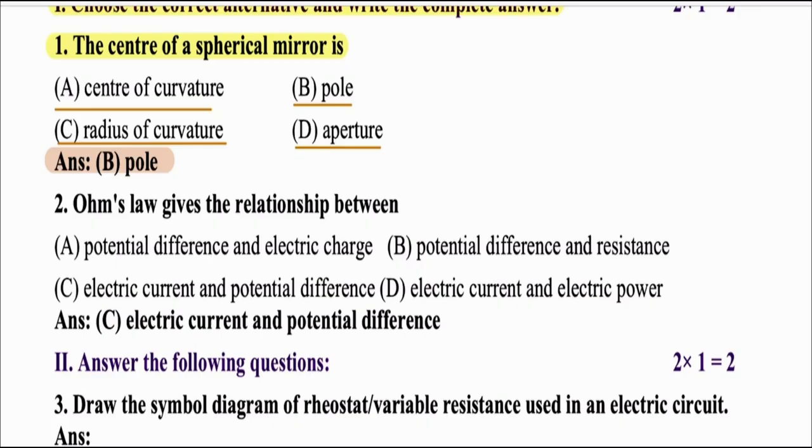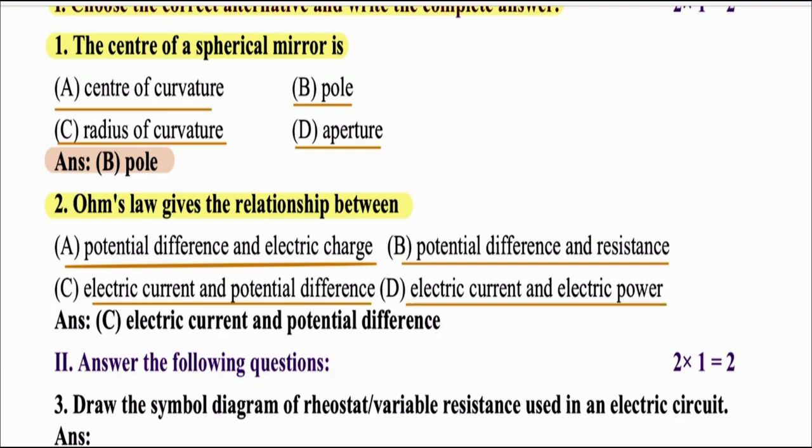Next, question number 2. Ohm's law gives the relationship between option A, potential difference and electric charge, option B, potential difference and resistance, option C, electric current and potential difference, and option D, electric current and electric power. As you know, Ohm's law is nothing but V equals IR, where V is potential difference and I is electric current. So the correct answer will be option C, electric current and potential difference.